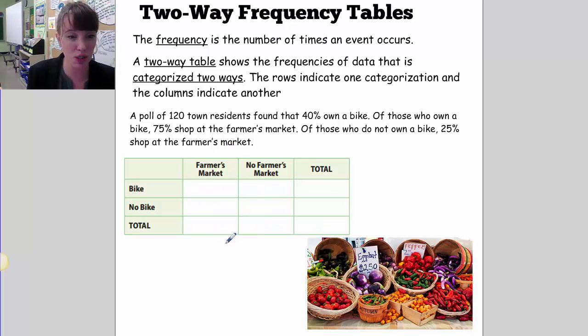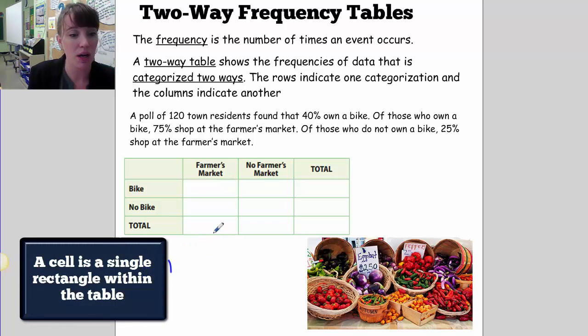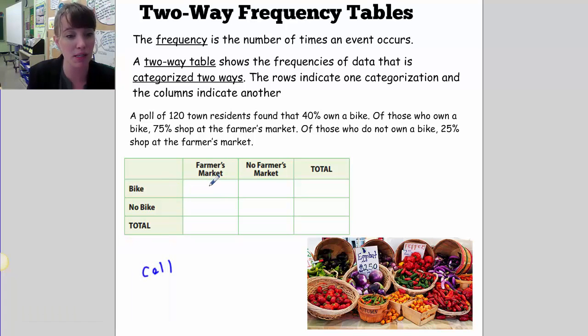Now, the first thing that you should understand is that a row is going horizontally and a column is going vertically. You can remember that because columns in buildings are vertical pillars, going down from the top of the building to the bottom. So I always remember that they're vertical. And each individual space right here is called a cell. A cell right here indicates the frequency of people who both go to the farmer's market and own a bicycle.